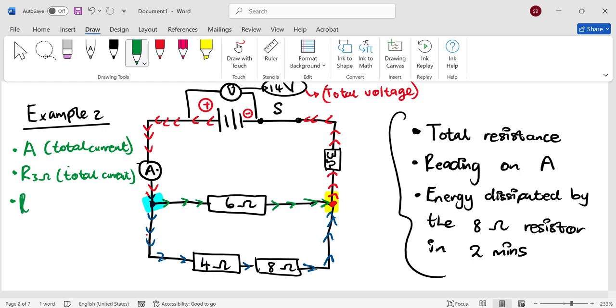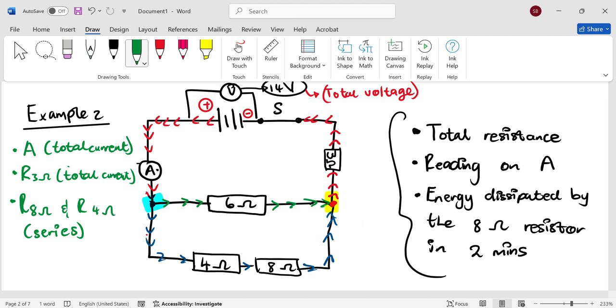So R 8 ohms and R 4 ohms are both in series with each other. Right? So the 8 ohm resistor and the 4 ohm resistor are in series. Why? Because they have the same current. But what do you notice?